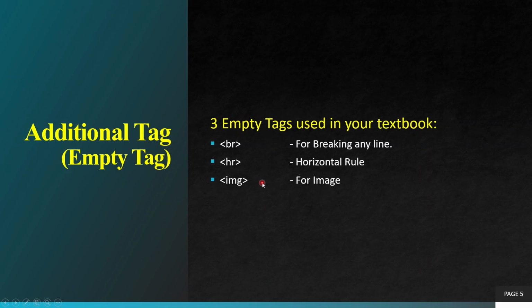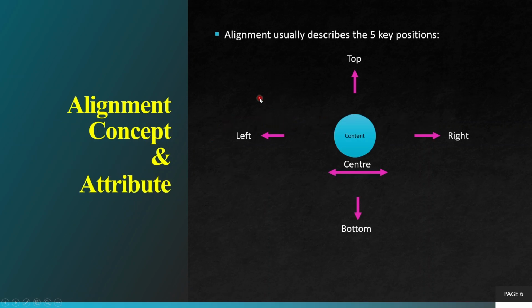Yes, sir. Okay, now we have to move to our next topic. This is our alignment concept and attribute. We need to know any content inside of a web page can be placed in five key positions: top, bottom, left, right, and center.